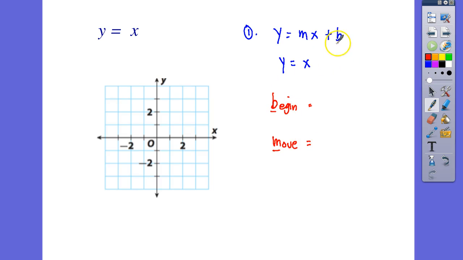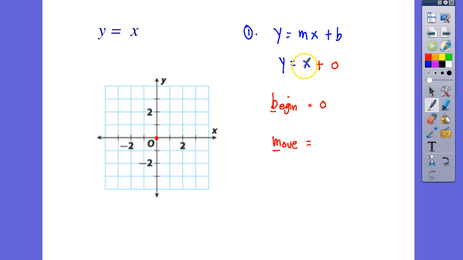So the b value is supposed to be the number by itself here being added to the x term. But there's nothing here. When there's nothing, that means you're adding 0. Okay? So the b value is 0. That means on the y-axis, you're going to plot a point at 0. That's your starting point. And then you're going to move by using your slope, the number in front of x.